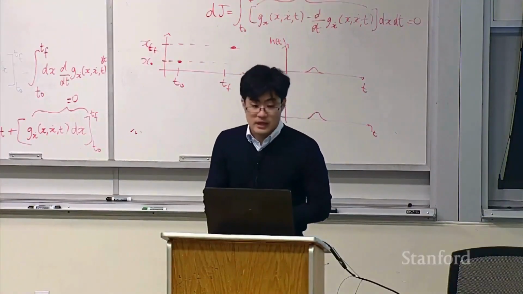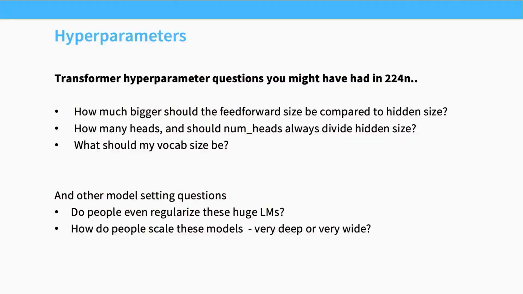Okay. Now I'll talk about hyperparameters. And I think hyperparameters are really something that you start to engage with once you actually have to train a model, right? When your knowledge about language models is abstract, you don't have to care about any of these. But once you have to instantiate it, you start to ask questions like, well, how big should the feed-forward size be? How many heads should I have? What should my vocab size be, right?